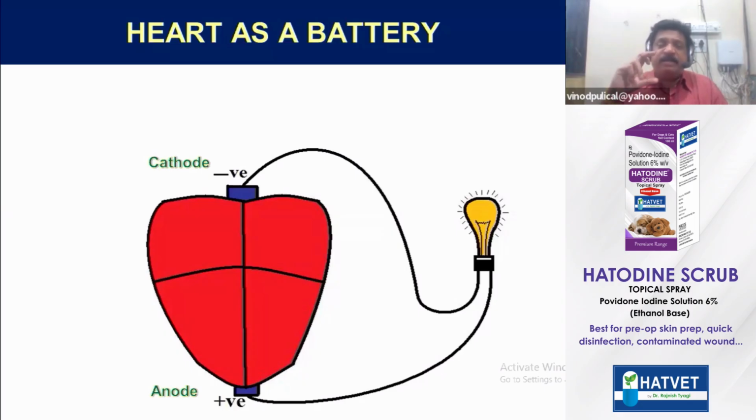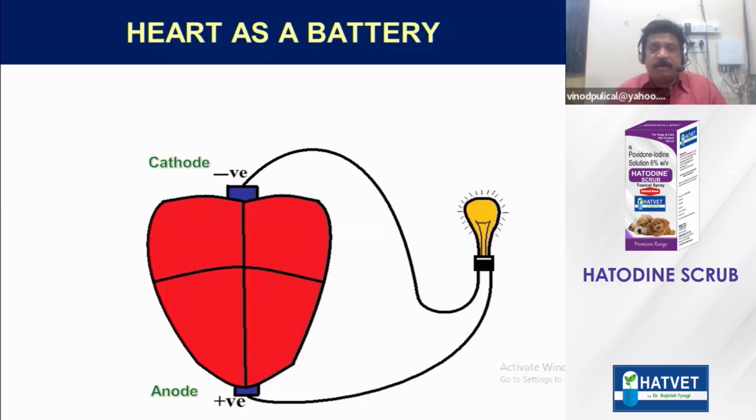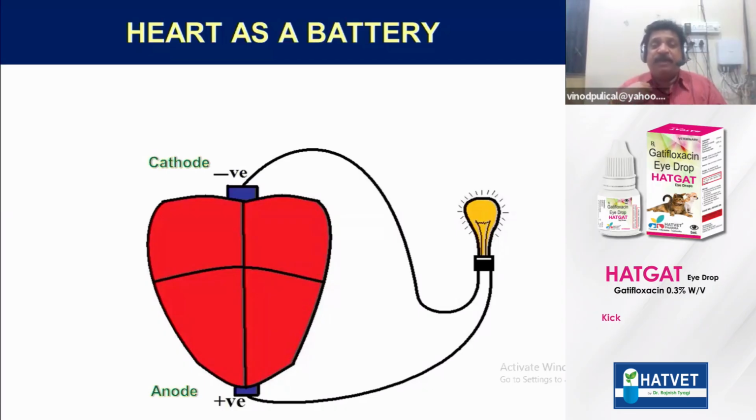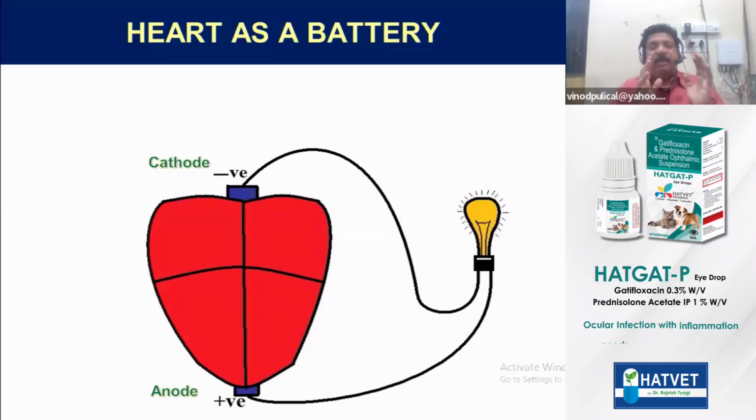So each battery has a negative electrode, that is a cathode, and a positive electrode, which is an anode. And so the cathode and the anode can be connected to a bulb, but a bulb will not glow in that small electrical impulse. Just to illustrate that as a battery, the heart has a negative electrode, that is a cathode, and a positive electrode, that is an anode.